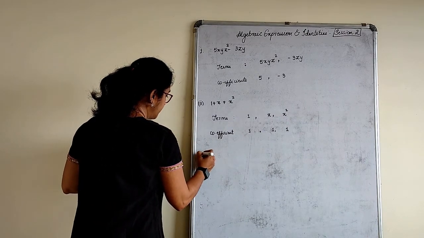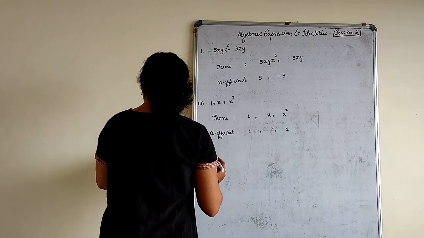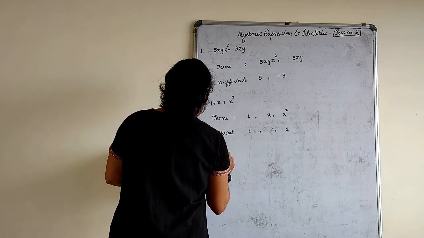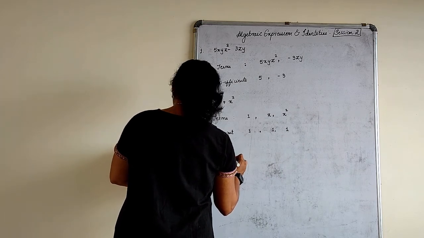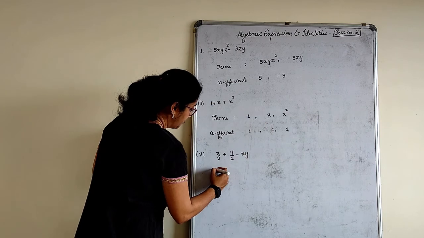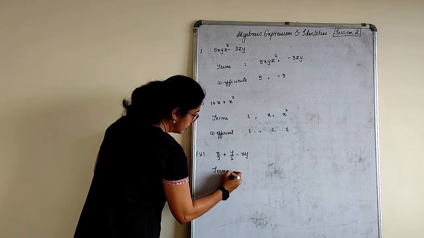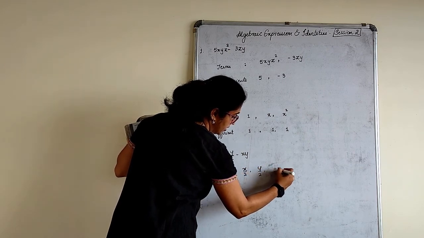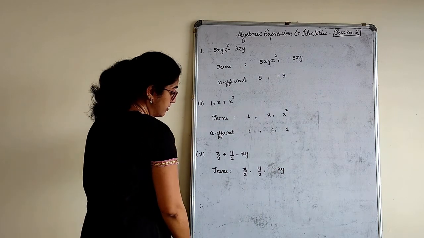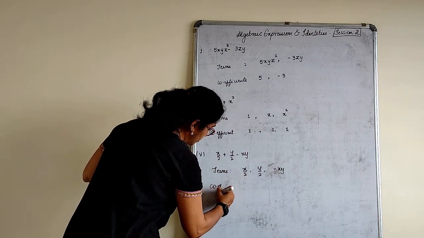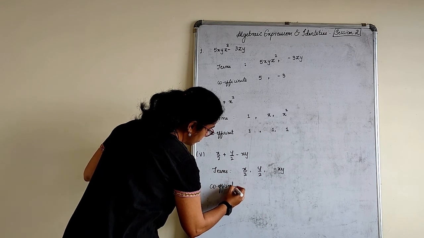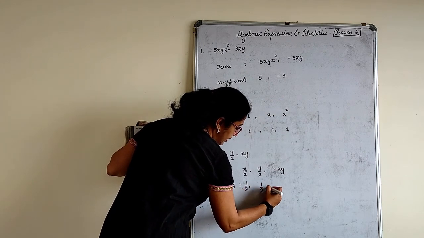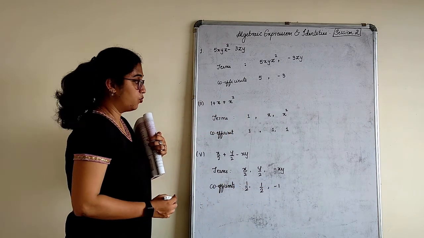One more sum I will take up, children. Then the remaining I will leave for homework. No, I will take up the fifth one. x by 2 plus y by 2 minus xy. So what are the terms here? Terms are x by 2, y by 2, and minus xy. What are the coefficients? For x by 2, coefficient is 1 by 2; for y by 2, coefficient is 1 by 2; for minus xy, coefficient is minus 1.